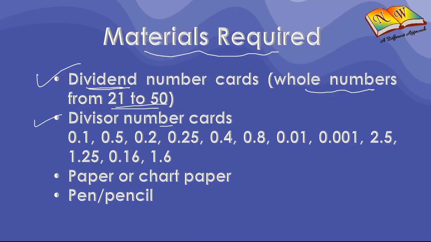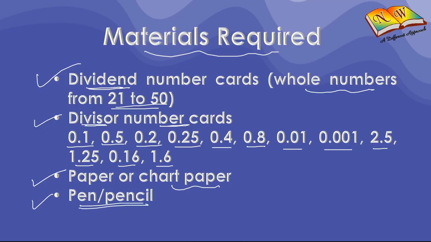Likewise, we have some more number cards which are the divisor number cards, and we have taken some specific divisors like 0.1, 0.5, 0.2, 0.25, 0.4, 0.8, 0.01, 0.0001, 2.5, 1.25, 0.16 and 1.6. Then we require paper or chart paper and then the regular things like pencil, pen and ruler, compass for the drawing part. Let's see how to perform this amazing activity now.